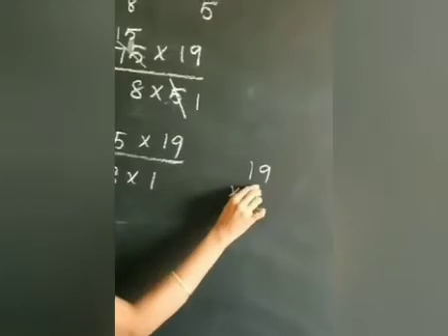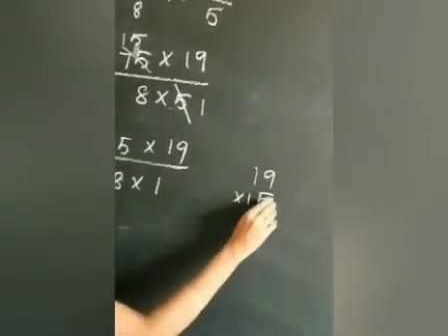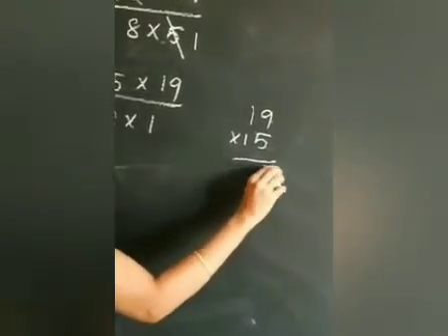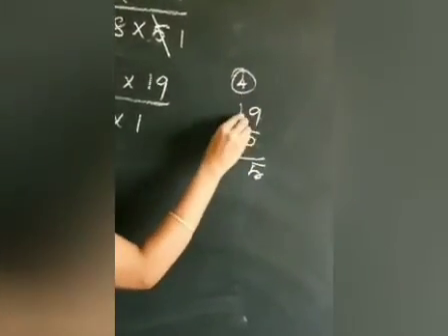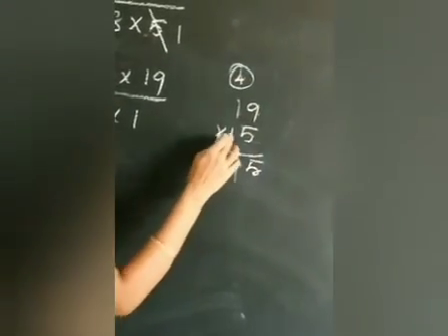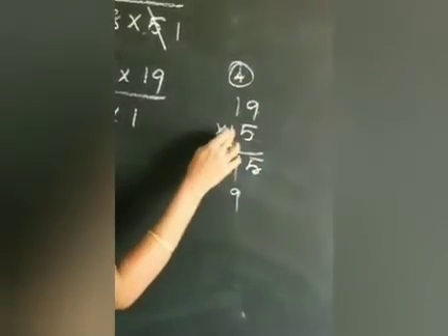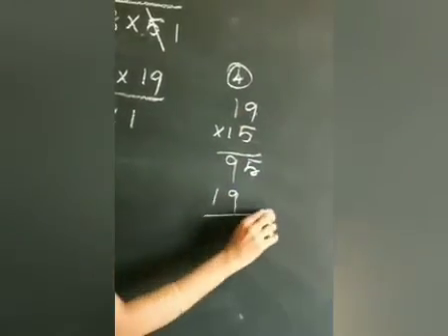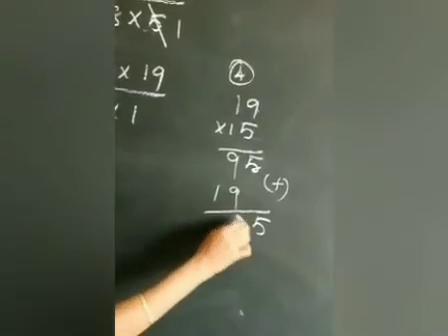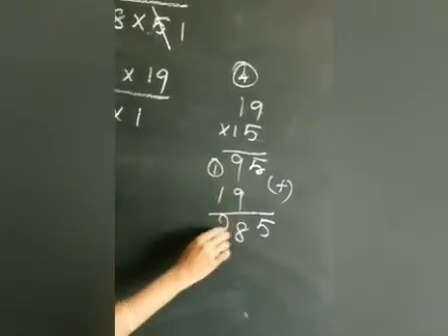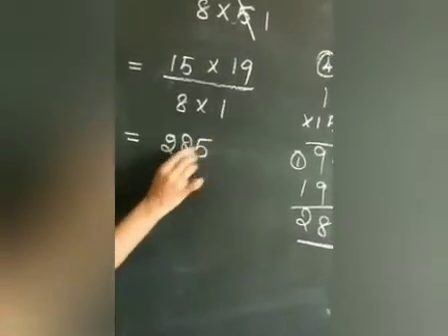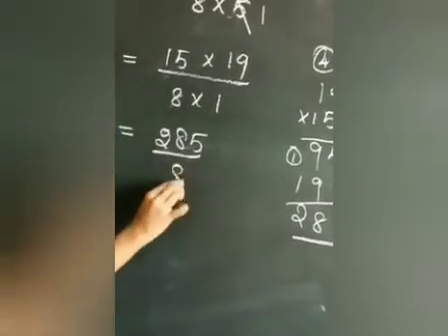19 into 15: 9 5s are 45, remainder is 4. 1 5 is 5, 5 plus 4 is 9. 1 9 is 9. 1 1 is 1. So you have to add these numbers. 5, 9 plus 9 is 18, remainder 1, 1 plus 1 is 2. So your numerator value is 285 divided by 1 8 is 8.